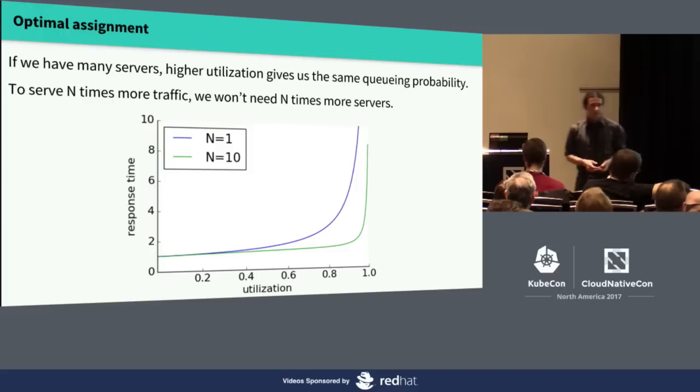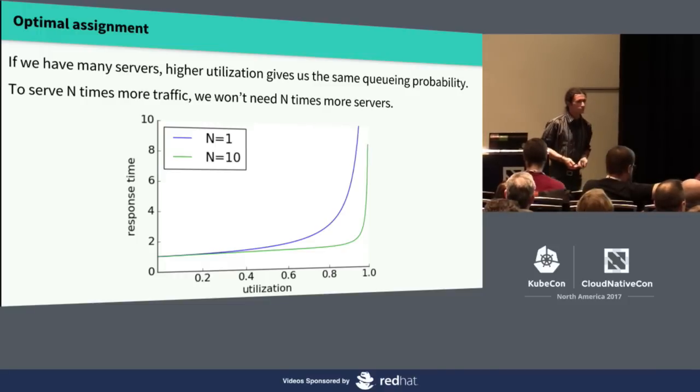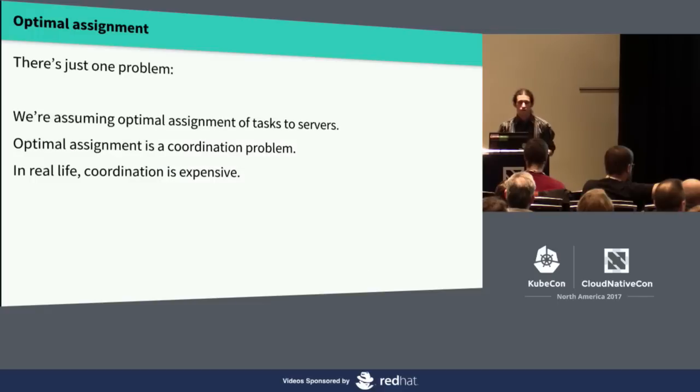This is awesome, right? It's like economies of scale, not just because of vendor economies of scale, but because of actual physical improvement in the efficiency of the system. This is great. Like, the more people use our service, the cheaper it is to run. Awesome. There's just one problem with this argument.